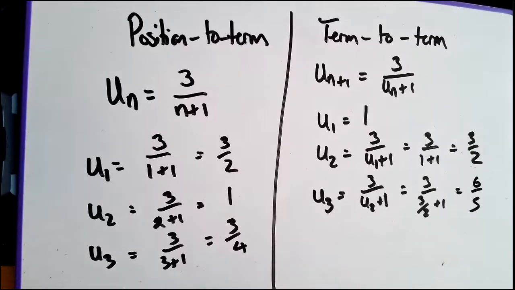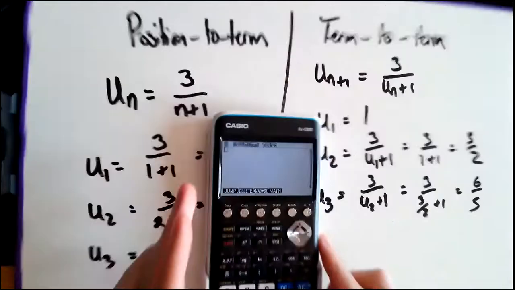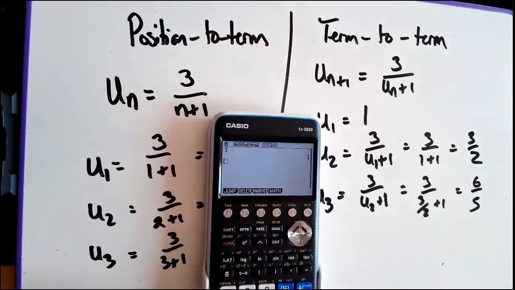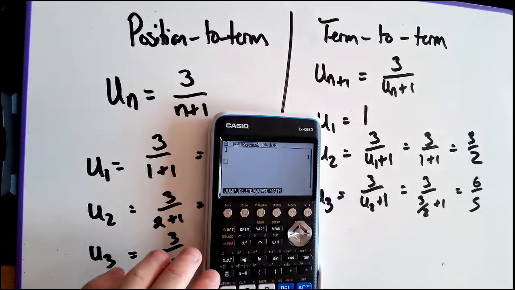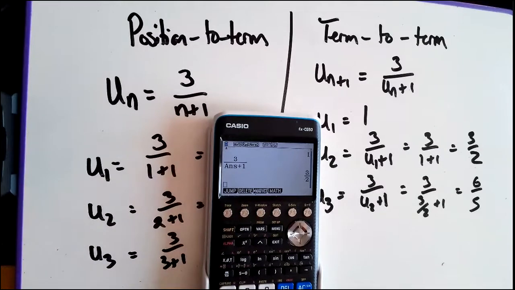So this method is the one you probably would have done at school, where you would type this in on your calculator. You would have typed in 1 equals, then 3 over answer add 1, press enter, gets 3 over 2, enter gives 6 over 5, keep pressing enter, and it gives you the next few terms.